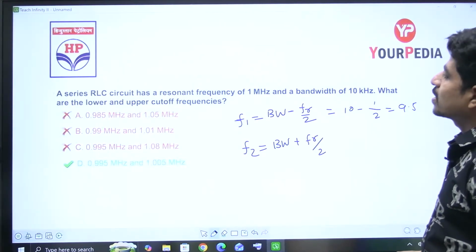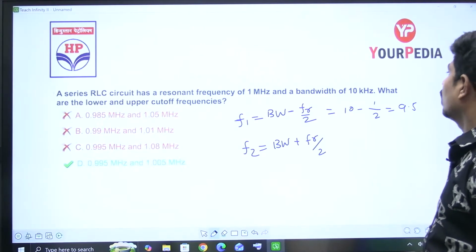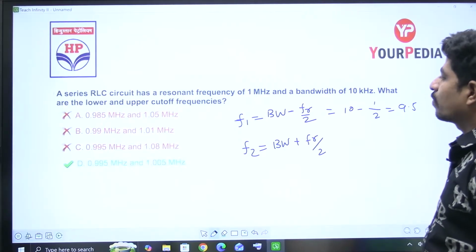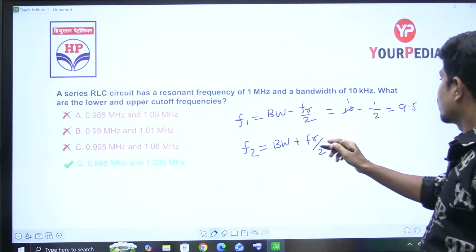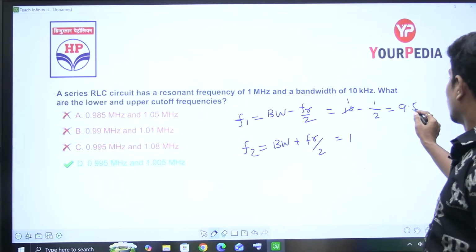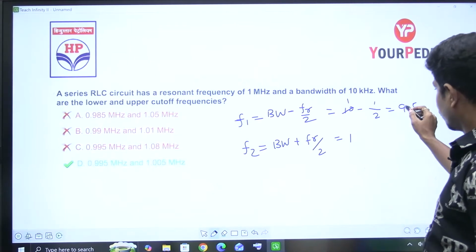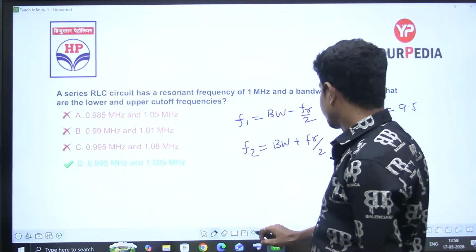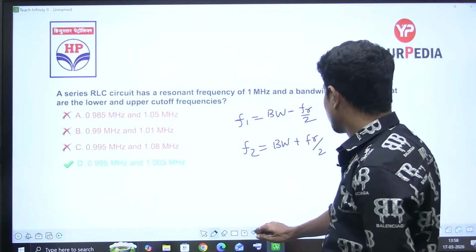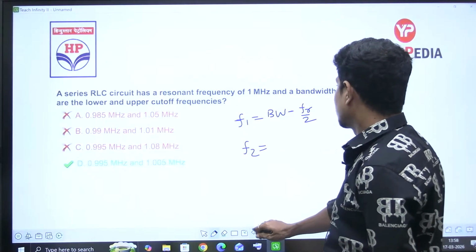The question says a series RLC circuit has a resonant frequency of 1. What will be the upper and lower cutoff frequencies? Here it is 1, here it is 1 minus 0.5. No, somewhere we missed. Just a minute. Somewhere we missed. Simple question, direct formula. Just a minute.